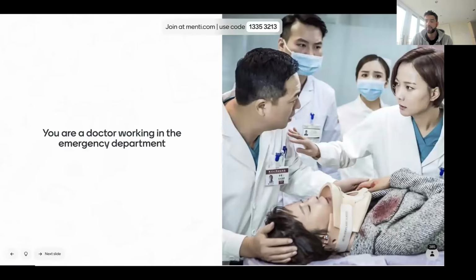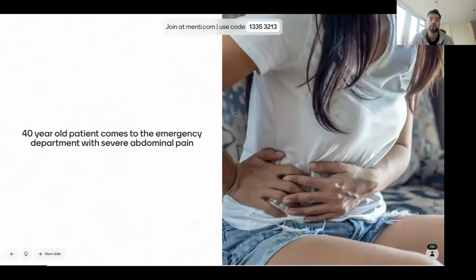So our scenario for today is that you're a doctor working in the emergency department, in A&E. The scenario is that we have a 40-year-old patient, let's say a female, who comes into the emergency department with severe abdominal pain. That's all the information that we've got.